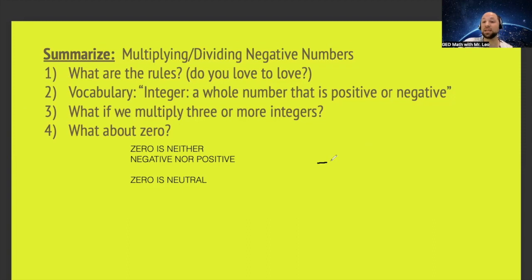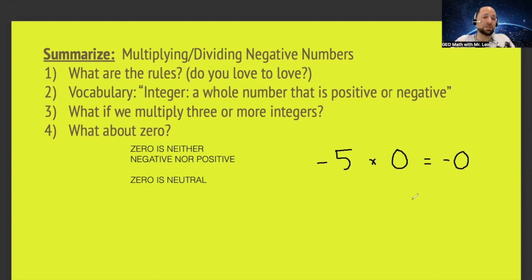Let's say I have negative 5 times 0. What's that going to be? Well, 5 times 0 is 0. Anything times 0 is 0. But according to the rules we've studied, I should put the negative sign on that answer. So I should write negative 0.